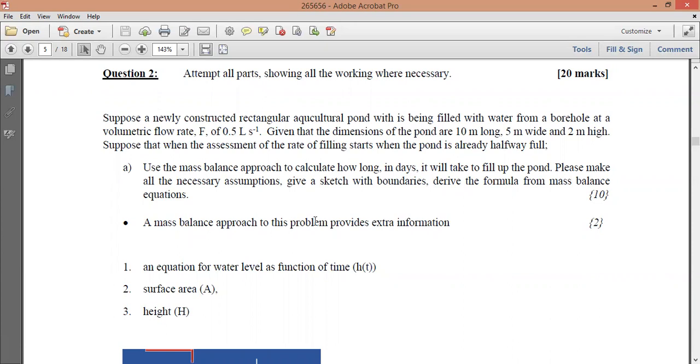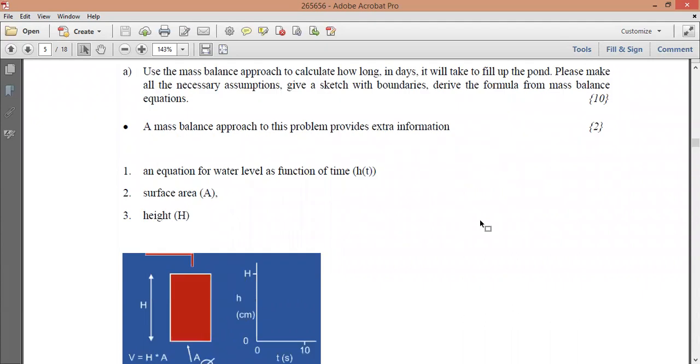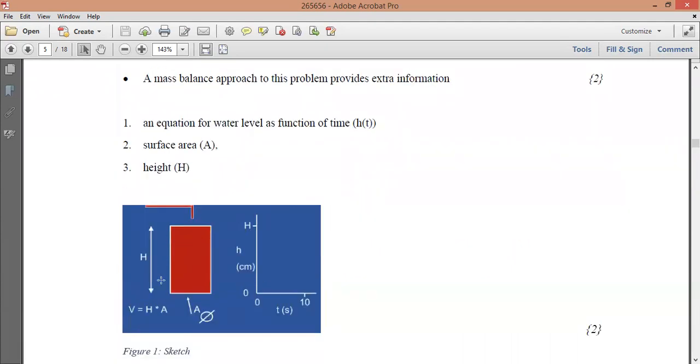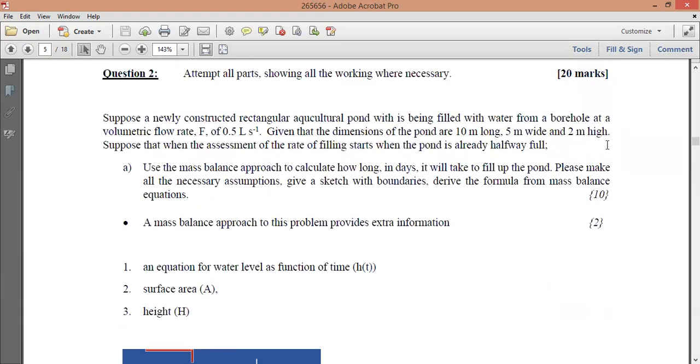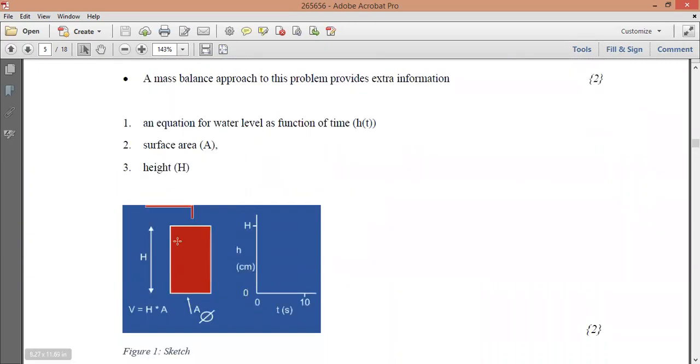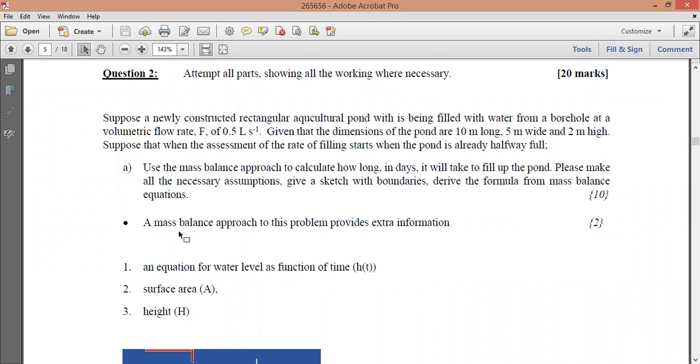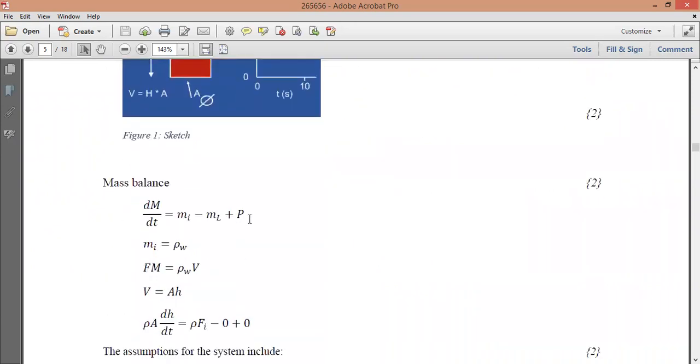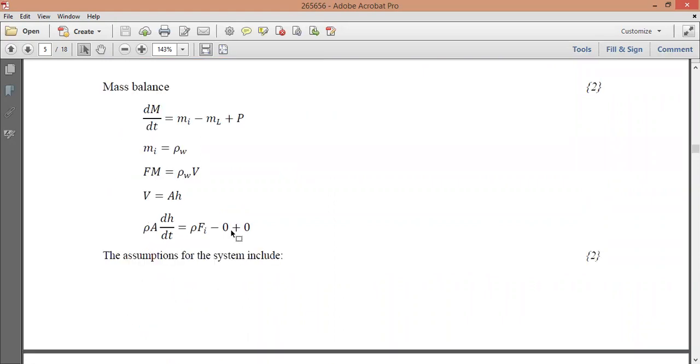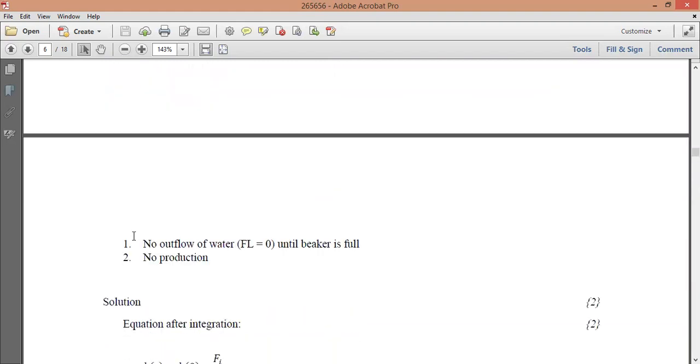A mass balance approach to this problem provides extra information. So you still have the same sketch coming in, except of course this is cylindrical, but anyway, 2 meters high. So you do a sketch to illustrate the height and the water coming in. So you have your inputs, and then you do the mass balancing. For water, it's easy, same as what we did. Assumptions from this system: there's no outflow of water, so FL is equal to 0, and there's no production.